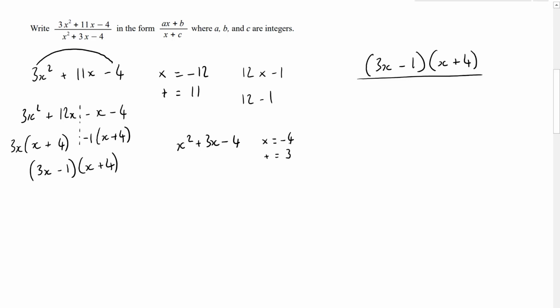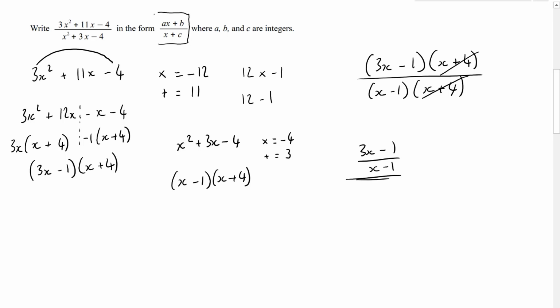So in order to get minus 4, we could do 4 times minus 1. And so this is going to be x minus 1, x plus 4. We can put that here, x minus 1, x plus 4. And again, these x plus 4's cancel. And so we're left with 3x minus 1 over x minus 1. And that's the form that we're asked to write it in, so we know we've most likely got to the right answer.